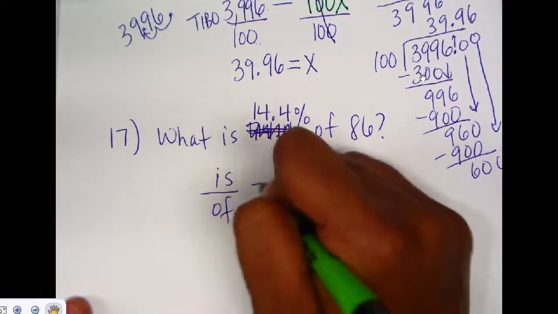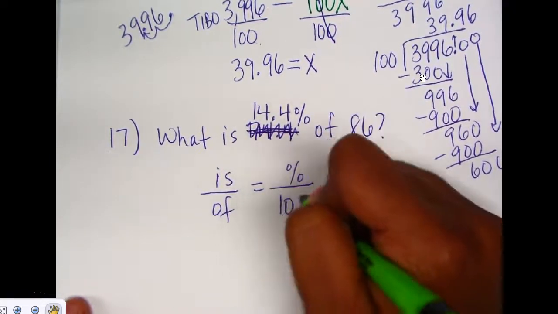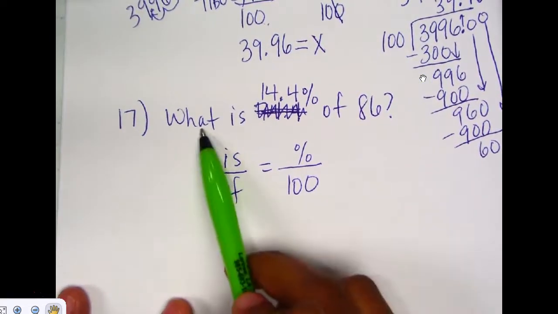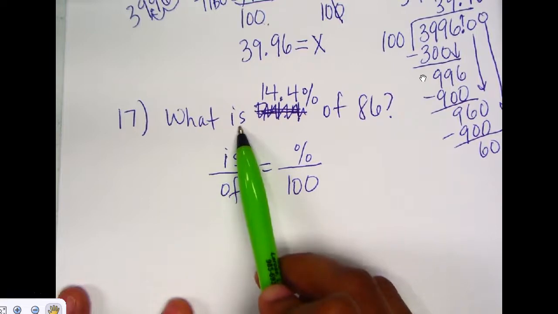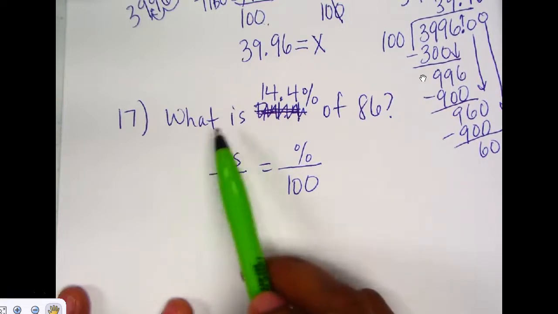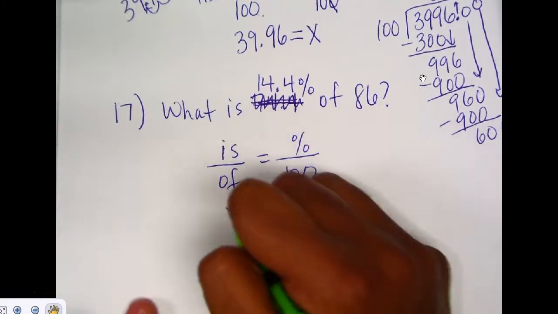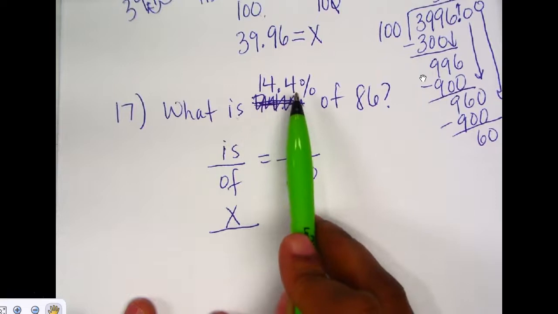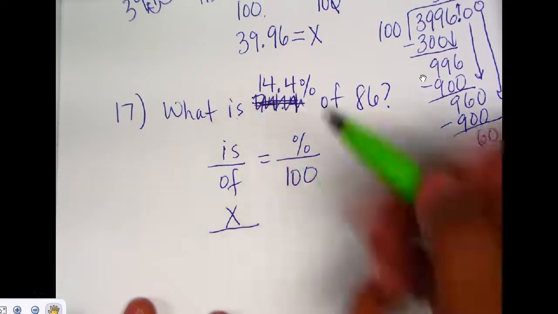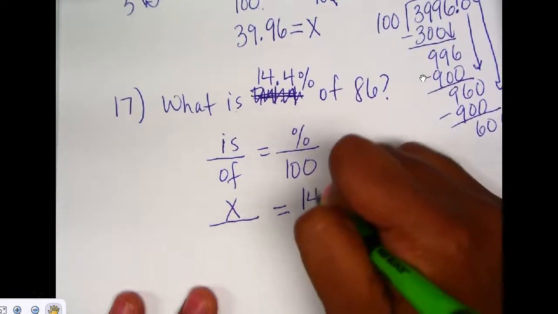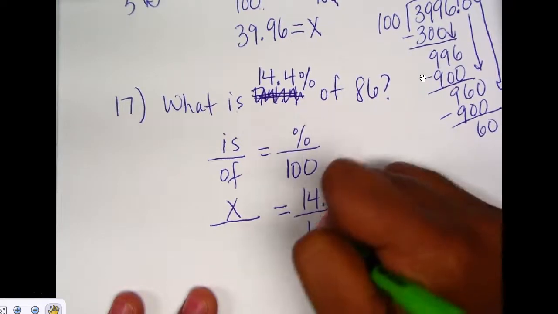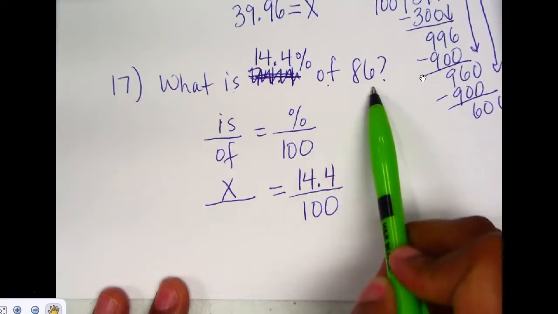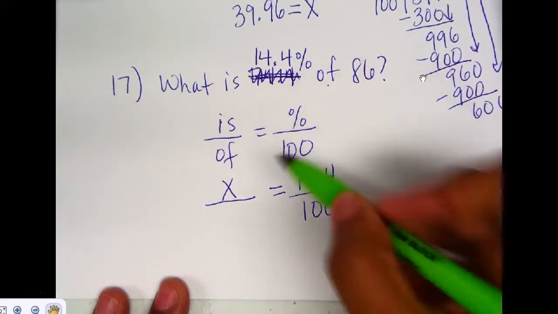Is over of is equal to percent over 100. Okay, read it very slowly from left to right. What is? So again, I'm looking for is. So I'm going to put an X on the is. What is 14.4%? So this is my percent number. So put my equal sign, plug in the 14.4. Over 100 is always in my equation. And it says of 86. So 86 is the of.